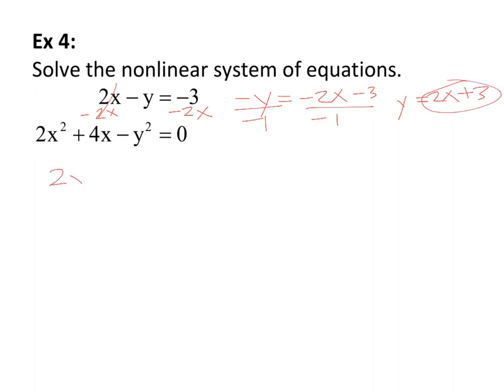So I get 2x squared plus 4x minus (2x plus 3) squared. Okay, there's a bit of work involved in this. It's not that bad though. So I'm just going to take my time and work everything out step by step. I'm going to use brackets here. I have to expand this.